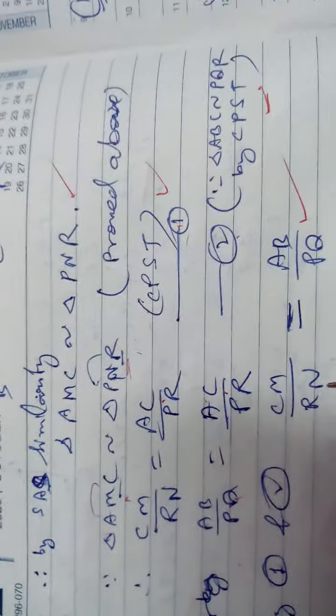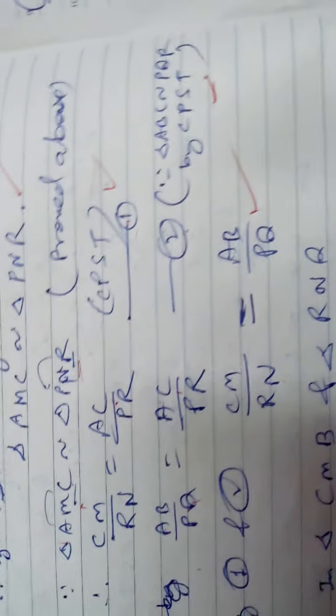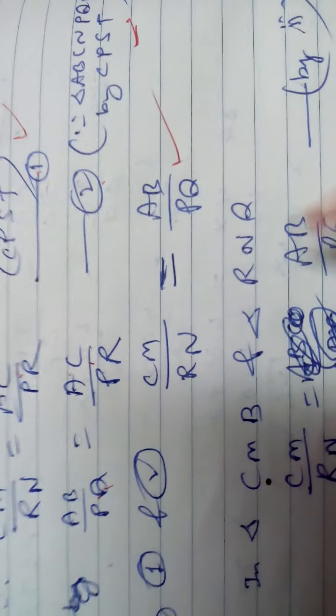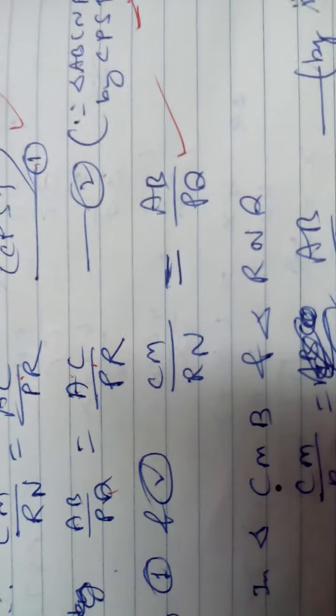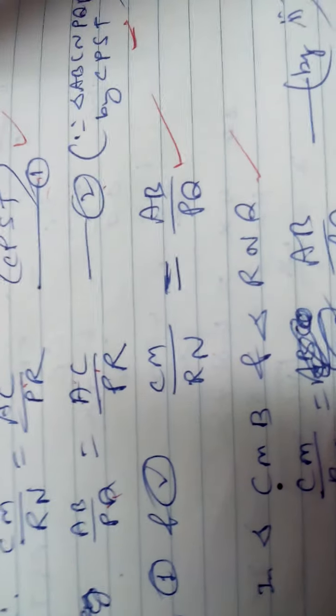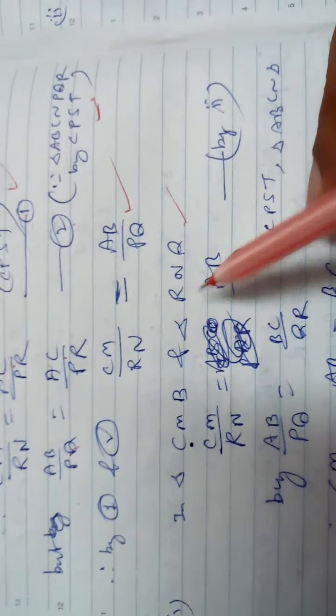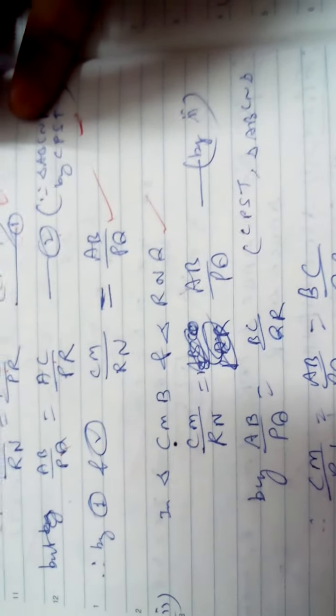CM upon RN is equal to AB by PQ. Now you see question number 3, third part: CMB and RNQ, you want the other part. This you can prove like the previous first one, or you use this also. Two options are there. You can prove like first, SAS, or by triple S.